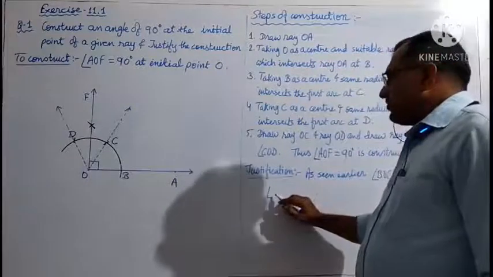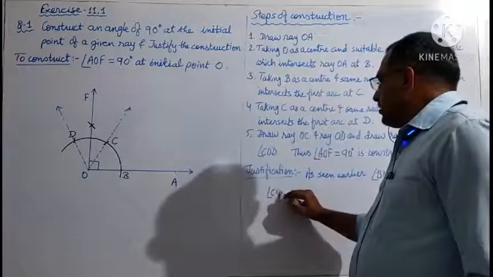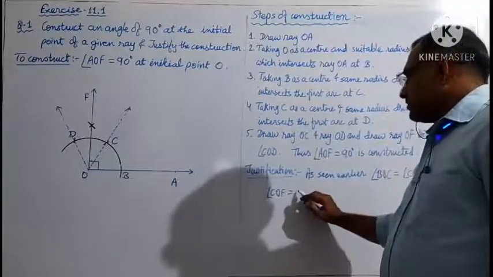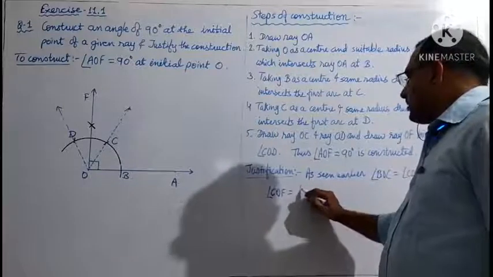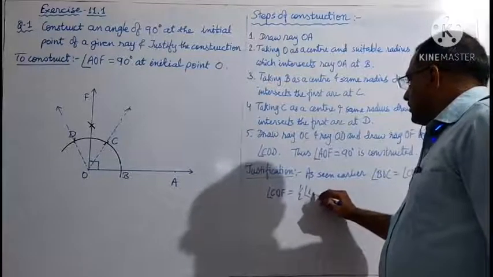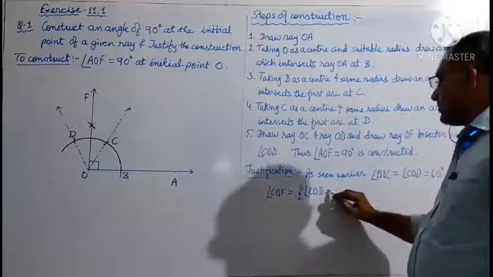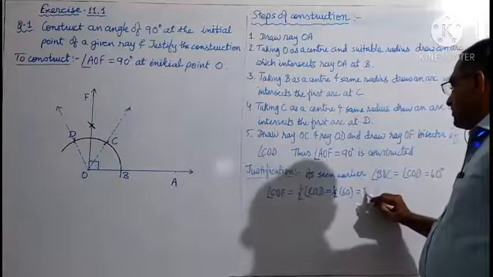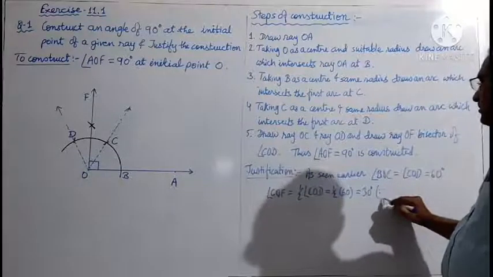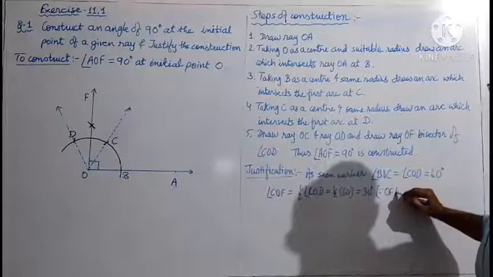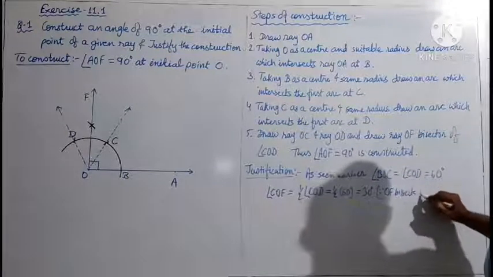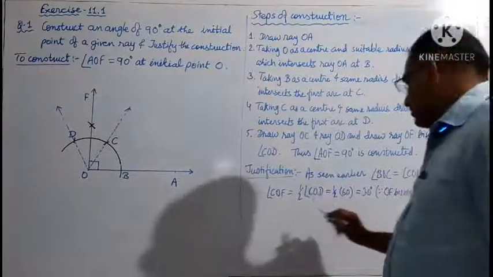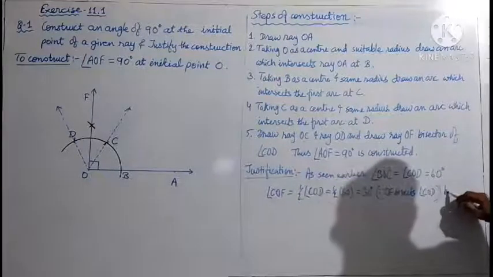Here bisector of angle COF, here OF bisects angle COD, so here COF is half of angle COD, that is half of 60 degree, and that is 30 degree. Here reason: OF bisects angle COD, that we have done by construction, that is by construction.